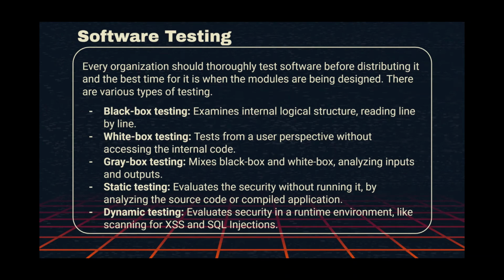Software testing. Every organization should thoroughly test software before distributing it, and the best time for it is when the modules are being designed. There are various types of testing. The first one is black box testing, which examines internal logical structure through reading line by line. The second is white box testing, which tests consist in testing from a user perspective without accessing the internal code. The third one is gray box testing, which mixes black box and white box, analyzing inputs and outputs.